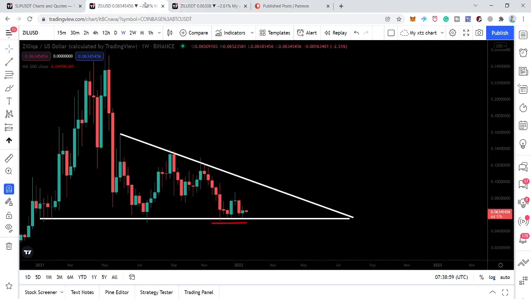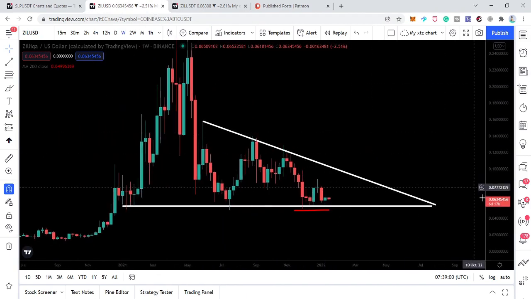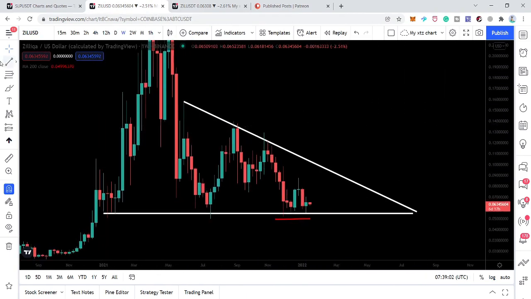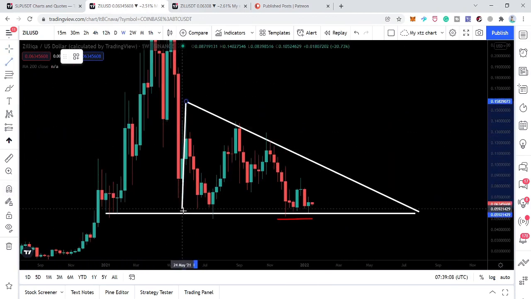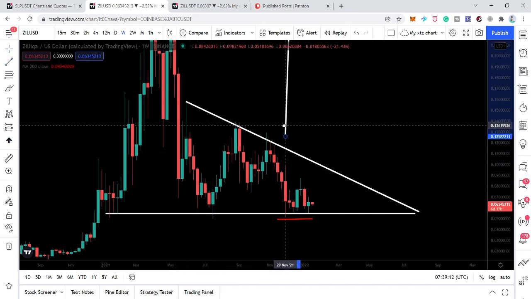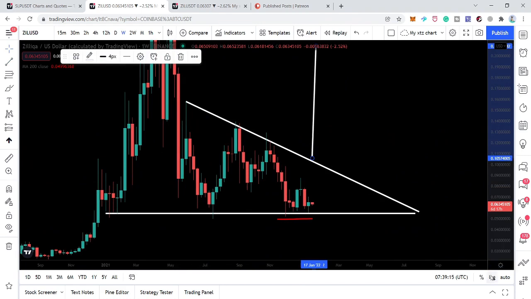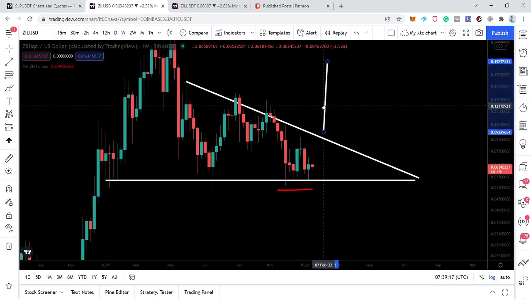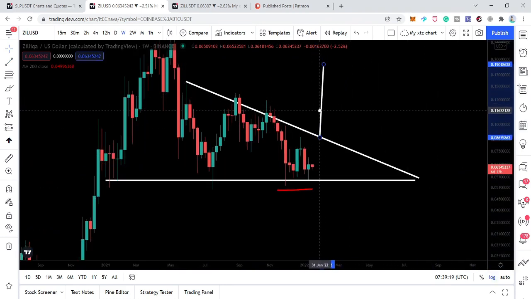Now let's move back to this very big triangle, and let's take a look at the target for this triangle that I have been showing you even in my previous videos. I'm just going to tell you once again. It depends from where we will have a breakout. For example, if we will have a breakout from here, then we can expect a move approximately up to 19 cents. So this was the update so far.